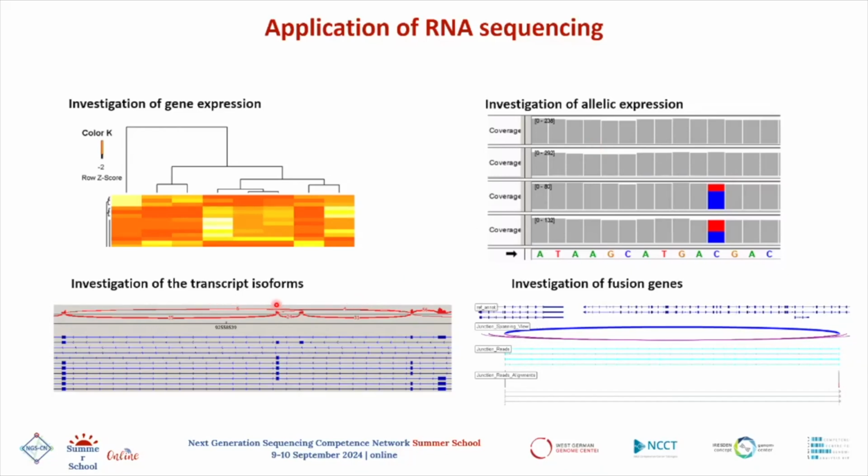but also to look at differential splicing between RNA, or also to see what we call fusion genes, meaning when DNA is modified, we can have RNA which starts on one gene and ends in another gene. So basically genes are fused.